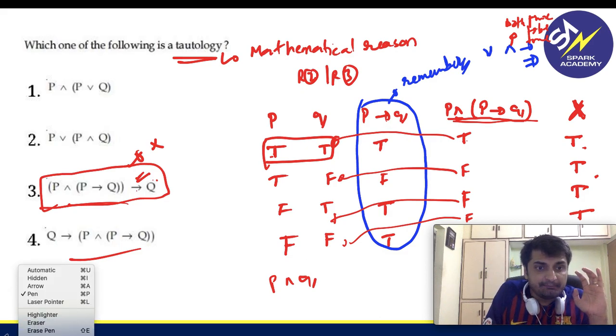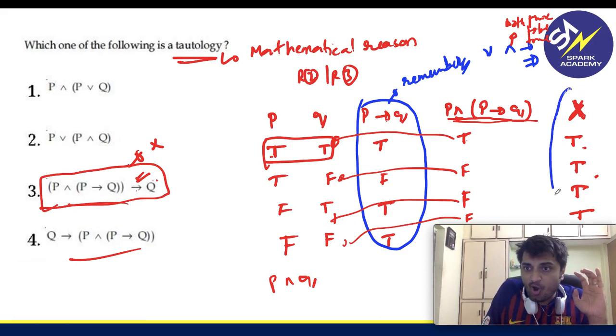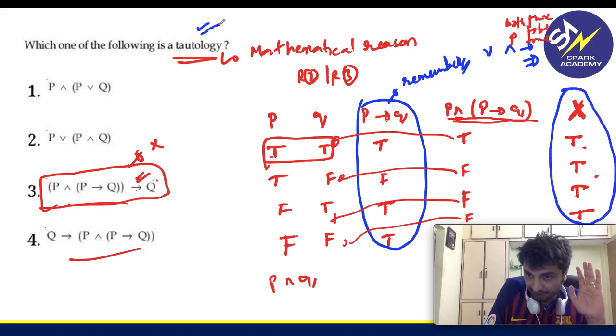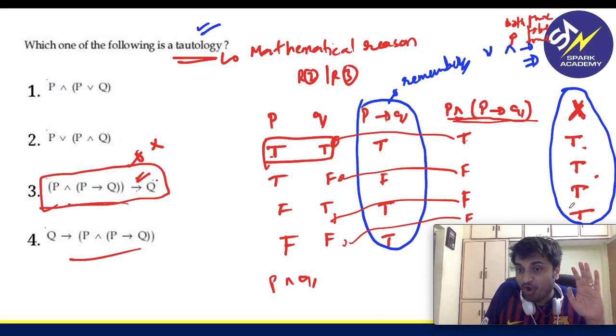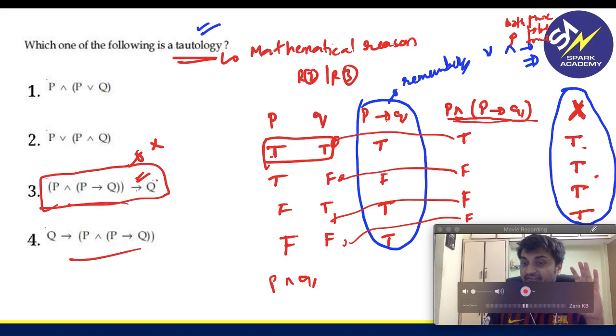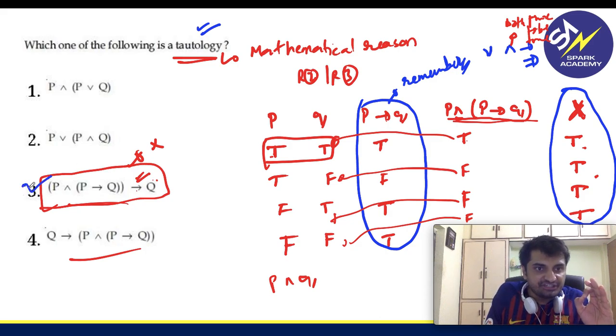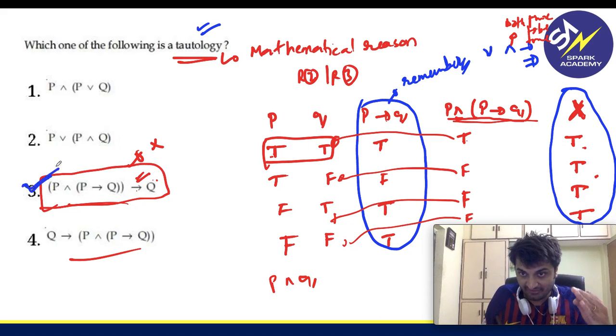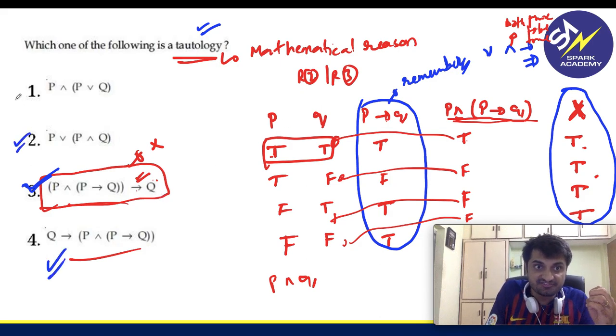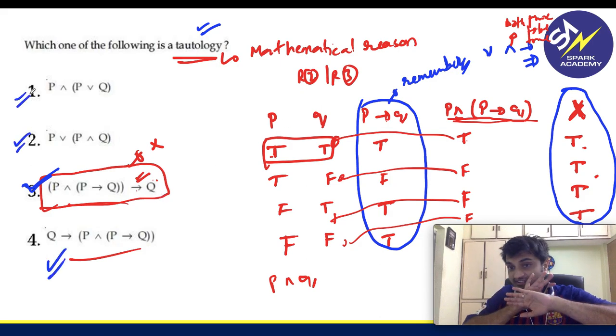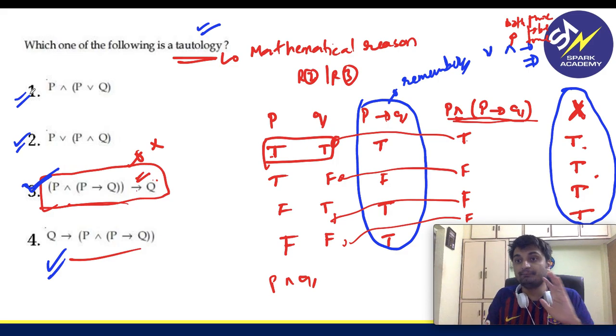So tautology basically means if all these are true, it's a tautology. If all these are false, if we are getting F, F, F, F, it means it's a contradiction. Got it? So for tautology, only the third option is satisfying. Same process, guys, you can try for the fourth, second and first. If one of them is false, it's not a tautology. Tautology means all should be true in the given condition.